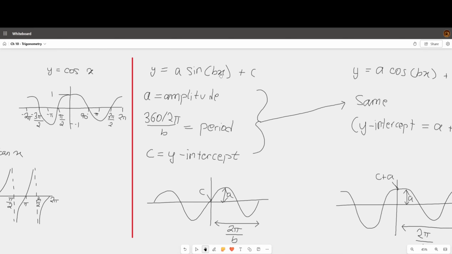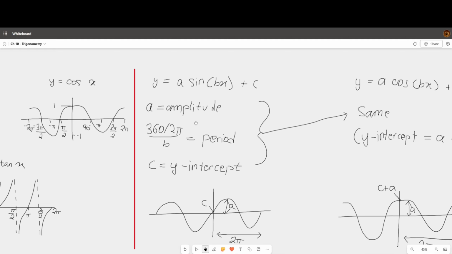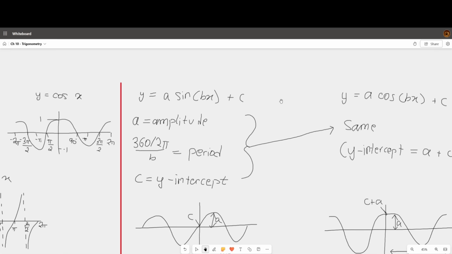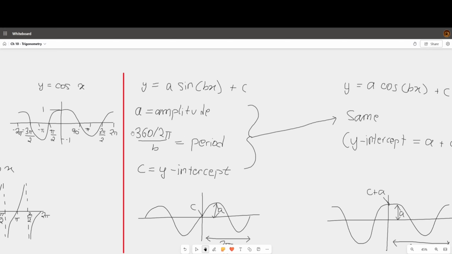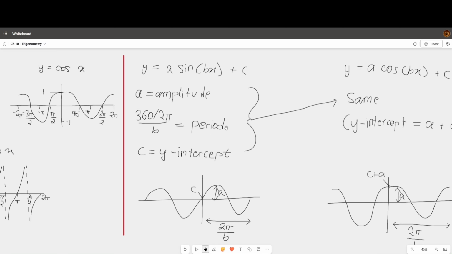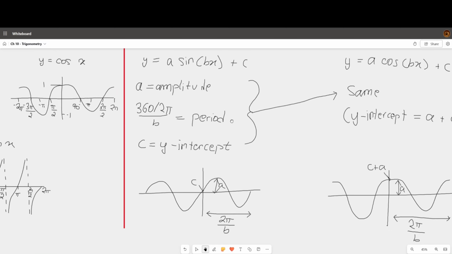All right, now b. If the domain is given in degrees, you will use 360. If the domain is given in radians, you'll use 2 pi. Whichever it is, 360 or 2 pi divided by b gives you the period. The period is basically when the function repeats.